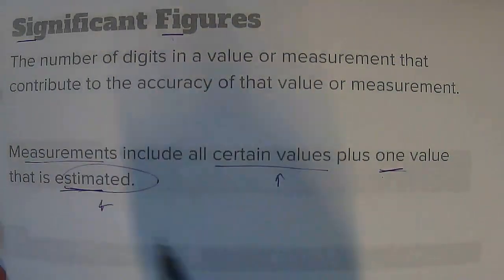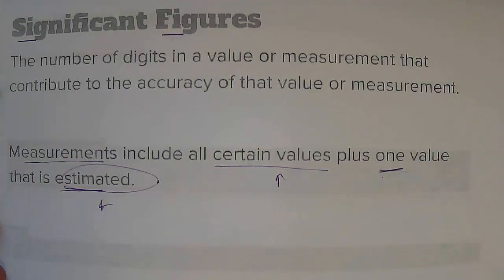That's true for all measurements that we do in the lab. All measurements need to include the certain places plus one estimated. And then all of those figures or digits that are present would be significant figures. So let's take a look at some examples of what's going on.